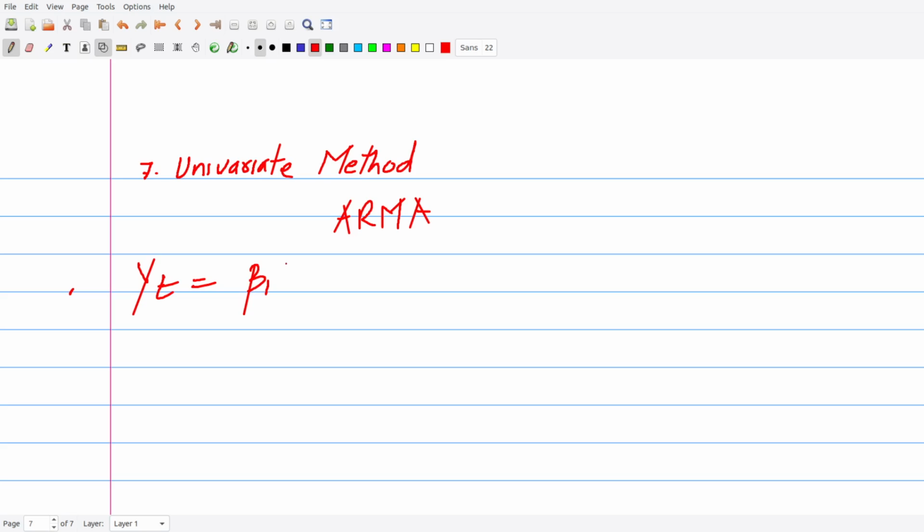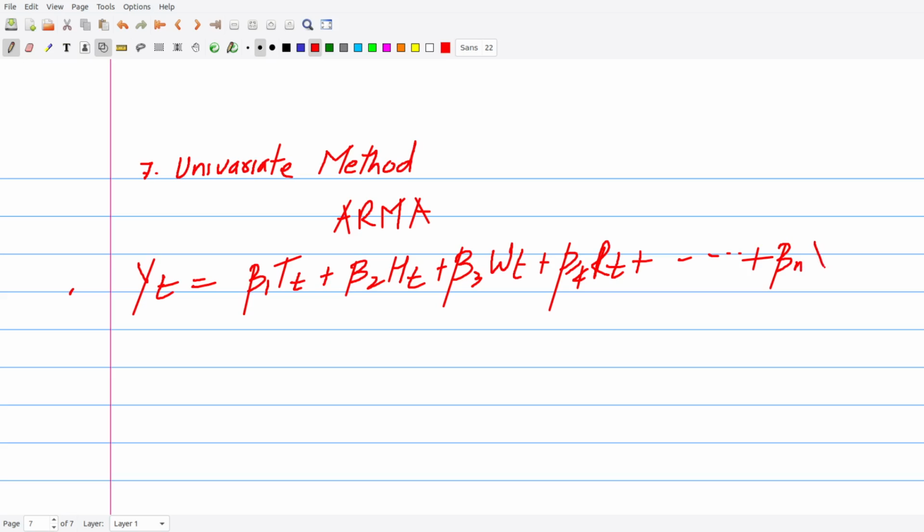Just for your understanding: beta 1 T_t plus beta 2 H_t plus beta 3 W_t plus beta 4 R_t plus dot dot dot plus, last, beta n X_t plus error. So this is one function where T, H, W are different parameters like temperature, humidity, wind, rainfall, and beta is the regression coefficient. Beta 1, beta 2, beta 3, beta 4 are nothing but weights.